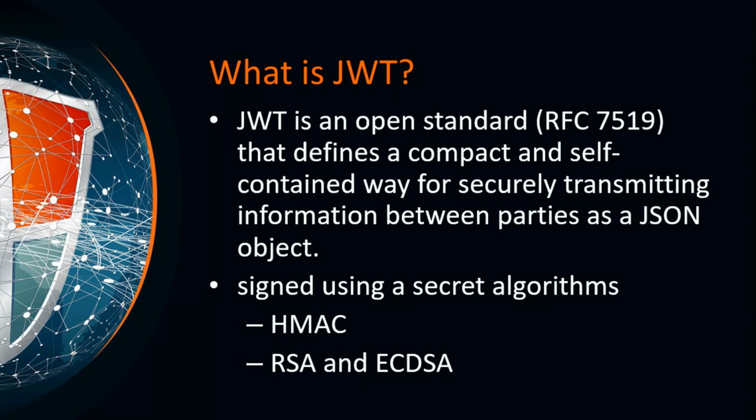So JWT is used for front-end and back-end separation. It can be used with RESTful APIs. It can be used to build an identity authentication mechanism using different algorithms. JWT can be signed using a secret key with the HMAC algorithm, or a public-private key pair using RSA or ECDSA algorithm.